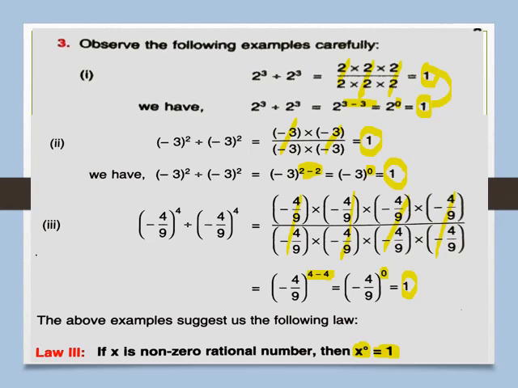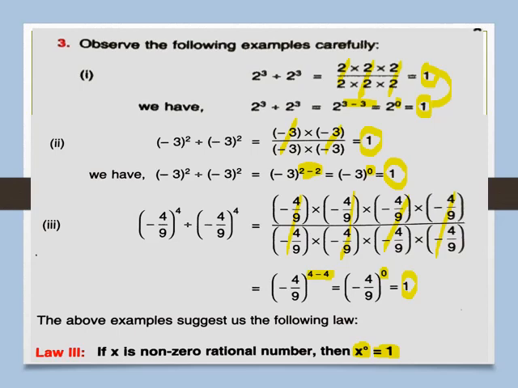Its value is equal to 1. See the next example: minus 3 raised to 2 divided by minus 3 raised to 2. Here the bases are minus 3 and the powers are equal. So if you do this, the numerator and denominator get cancelled. Therefore, your answer is what?